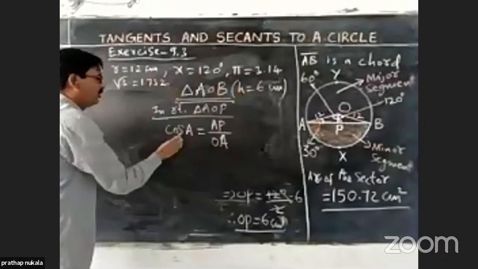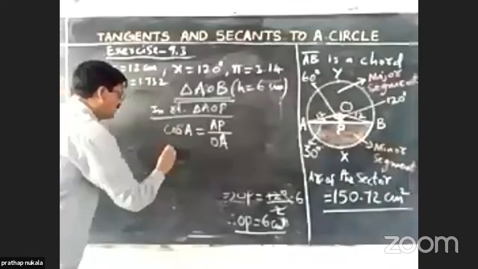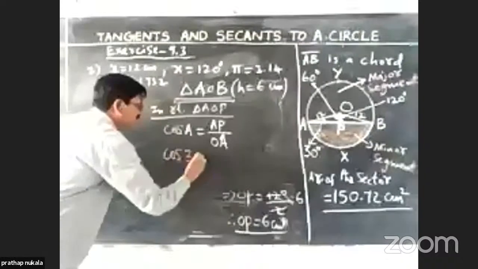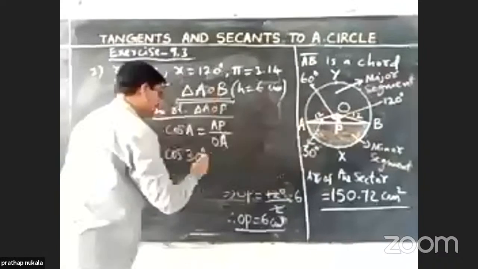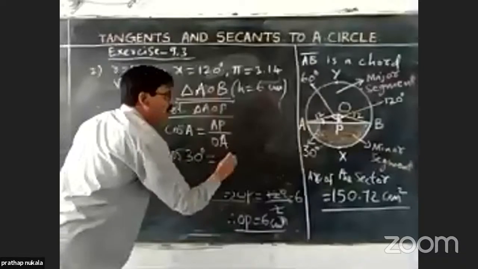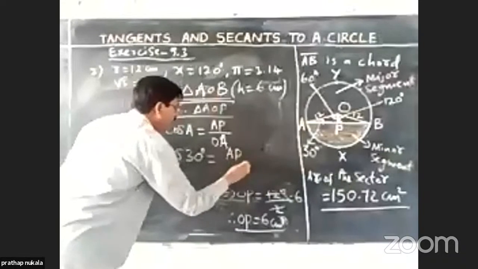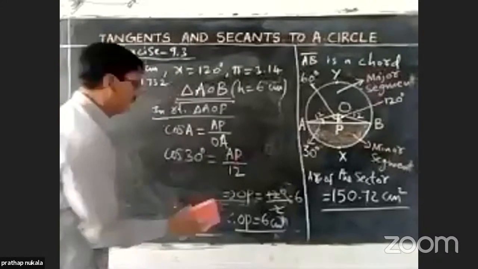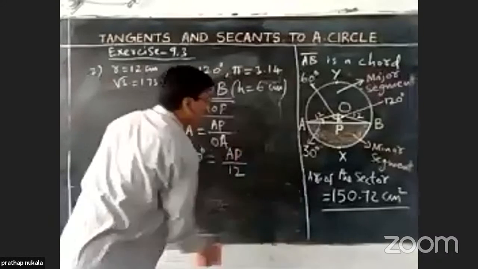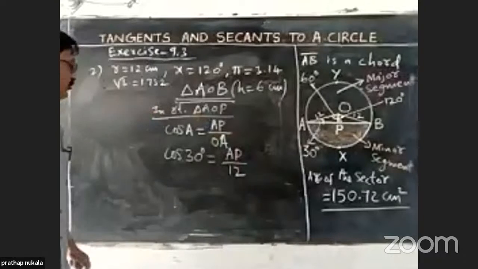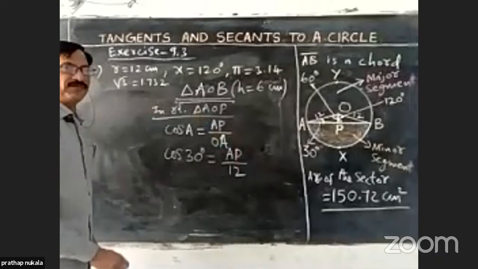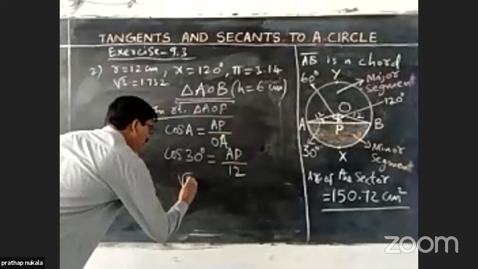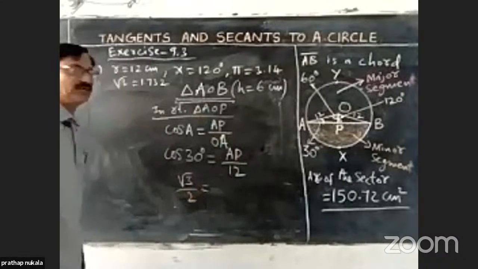Now, cos A means cos 30 degrees. What is A? It is 30 degrees. Cos 30 degrees equals AP by OA. OA is 12. What is the value of cos 30? It is root 3 by 2.